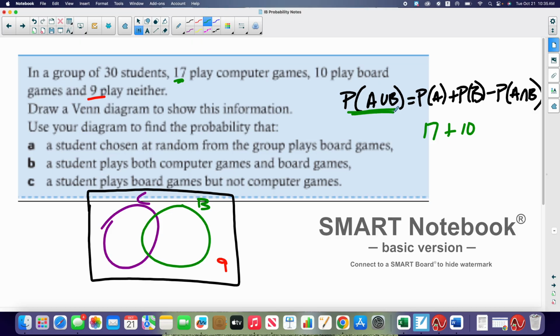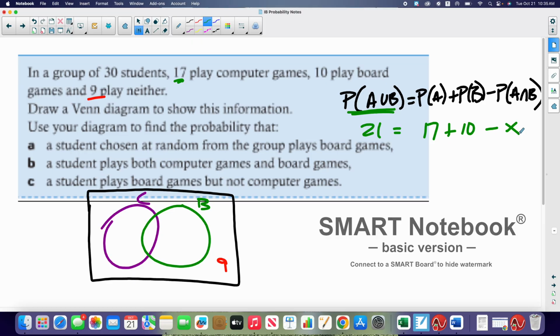Well, how many people are inside the circles? 21. Because how many people are inside the box? 30. There's 9 that don't do either type of game. So there's 21 left over that do some form of gaming. All right? So that's the or part. The A or B. All right? Which means I don't know this one. That's the piece. Now, I'm down to 1 variable. That's good. I can solve it.